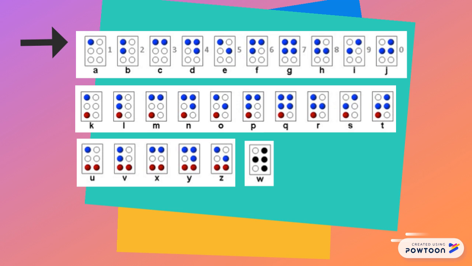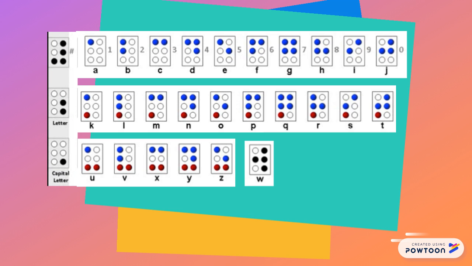How can you tell numbers and letters apart? Well, to indicate you are using numbers, you put a backwards L in front of the number cell combination. If you wish to go back to letters, you put the special character of a raised 5 and 6 cell to go off the numbers and go back to letters. If you wish to capitalise a letter, you use a raised number 6 dot immediately before that letter.